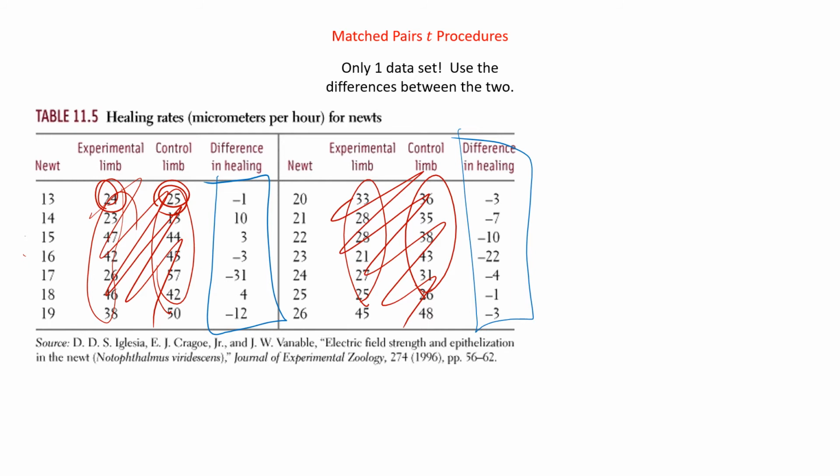So you can check to see what you get, but my 95% confidence interval here is from negative 11.81 to 0.385.